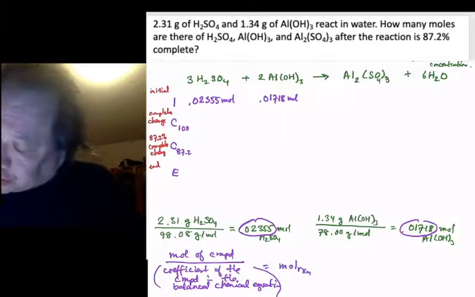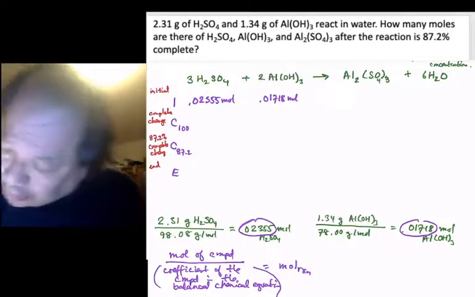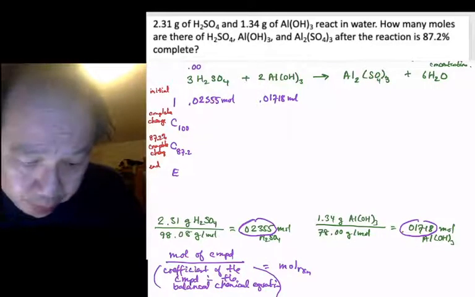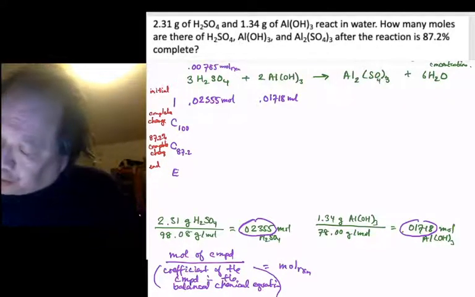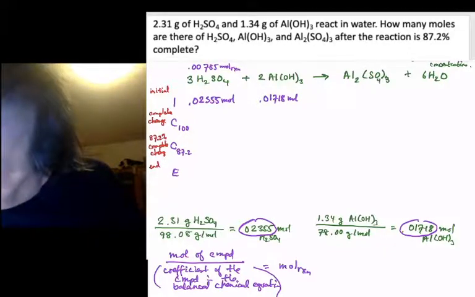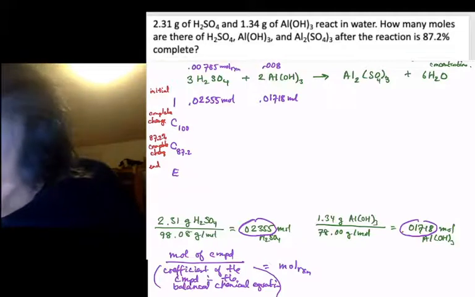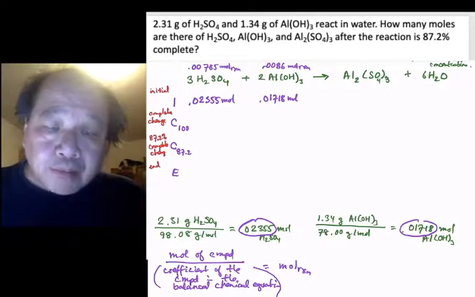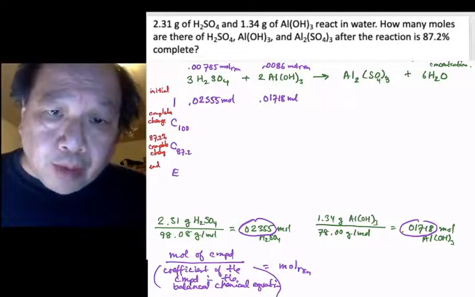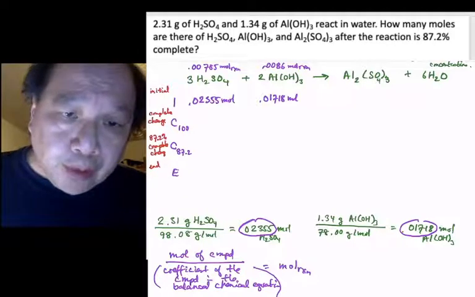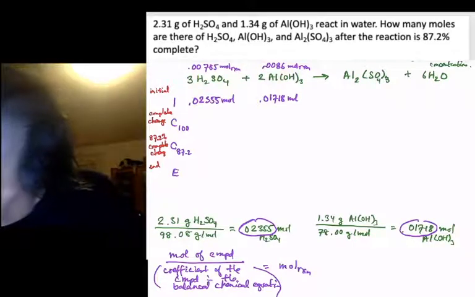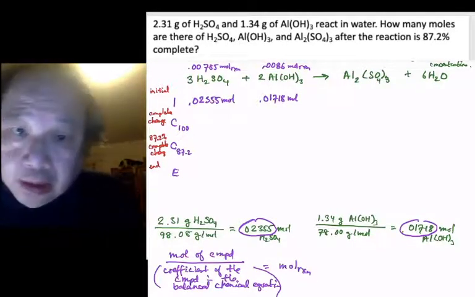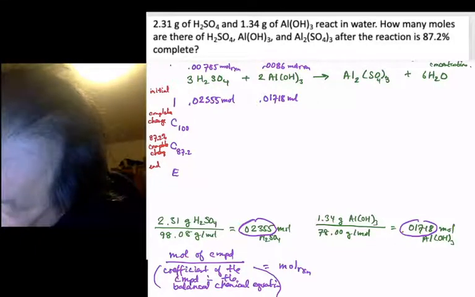So we take 0.02355, we divide it by 3, and we get 0.00785 mole reactions. We take 0.01718 divided by 2, we get 0.0086 mole reactions. And the smaller mole reaction is the what? Put it in chat, please. The reactant with the smaller mole reactions is called the what? Put it in chat. Yeah, thank you. It is the limiting reactant. So in this case, the limiting reactant is H2SO4 because that's the smaller number.